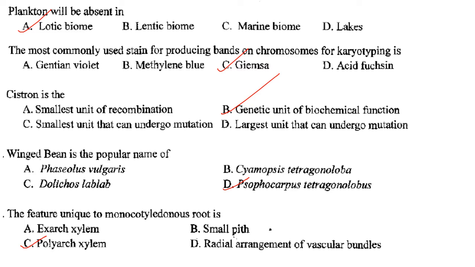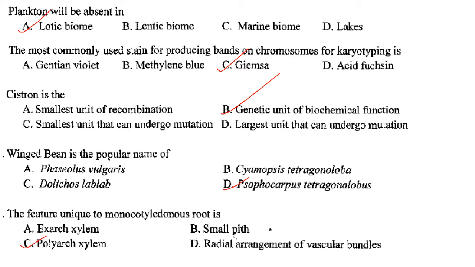Then next one. The most commonly used stain for producing bands on chromosome for karyotyping is. So it is usually the Giemsa stain that is more commonly used for banding studies in chromosome. Then next one. Cistron is the genetic unit of biochemical function. Answer is option B. Then winged bean is Phosphocarpus tetragonolobus. So winged bean is option D.